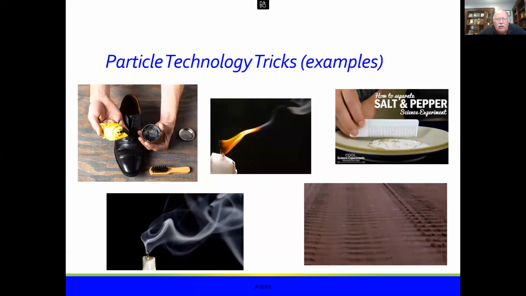In particle technology, we have lots of different tricks. The picture up at the top showing the kiwi shoe polish, that's an organogel particle matrix that is formed. The two pictures of the candles burning, the one with the flame going on is producing nanoparticle carbon particles, and the one with the flame off is producing evaporated wax particles. And if you know this, you have ways of doing things that other people don't know how to do. Separating salt and pepper using electrostatics is another example. And washboarding on county roads is another example of a particle process. If you understand it, you can do things that other people can't.